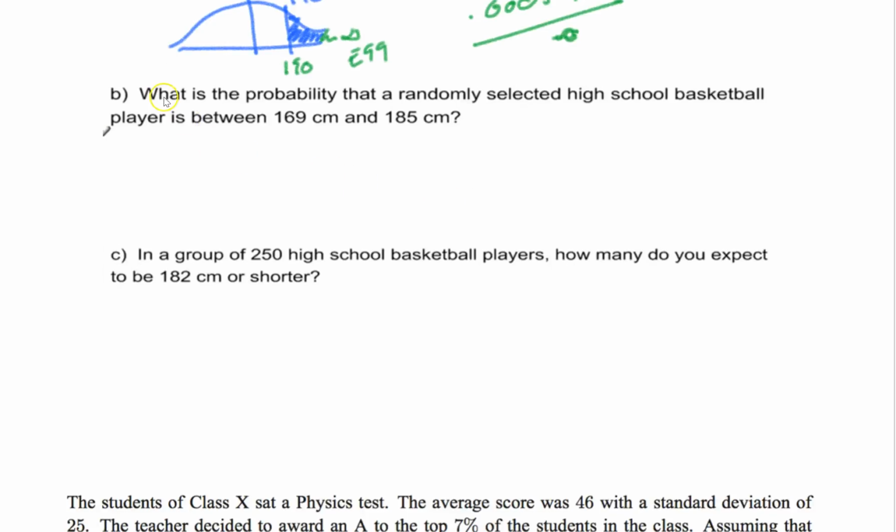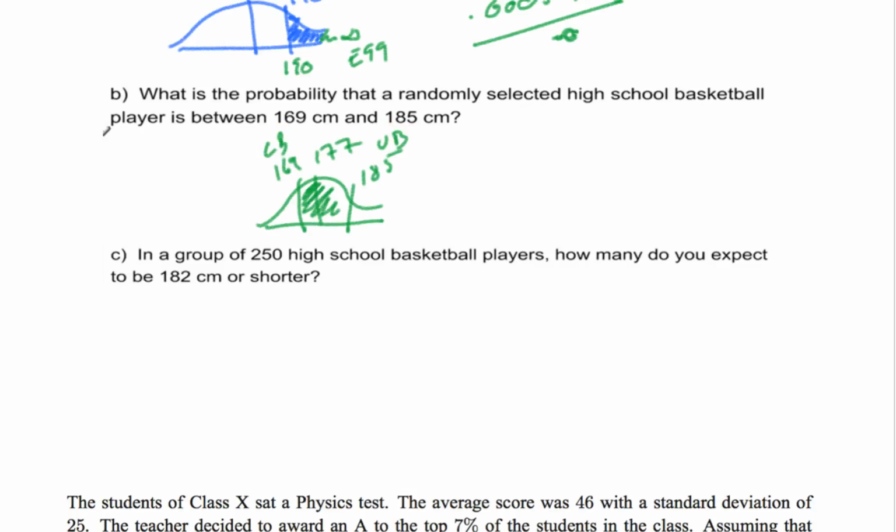Let's look at B. What's the probability that randomly selected high school basketball players are between 169 and 185? These are actually the easiest ones, because here's 177. So 169 is over here somewhere, 185 is over here somewhere, and you want in between. Why do I think these are the easiest ones? Because you already have your lower bound and your upper bound.